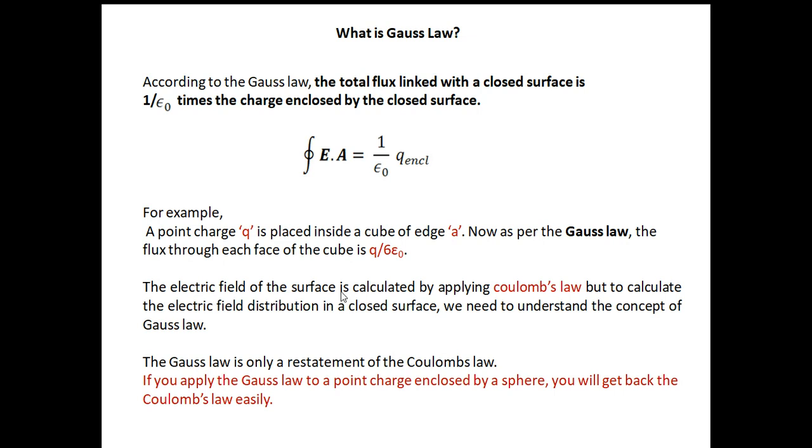The electric field of a surface can be calculated by Coulomb's law also. We can very easily use Coulomb's law. But to calculate the electric field distribution for a closed surface, we need to understand the concept of Gauss's law. In fact, I will say Gauss's law is only a restatement of Coulomb's law. It is said in a different way. If we apply Gauss's law to a point charge enclosed by a sphere, we will get back Coulomb's law easily.